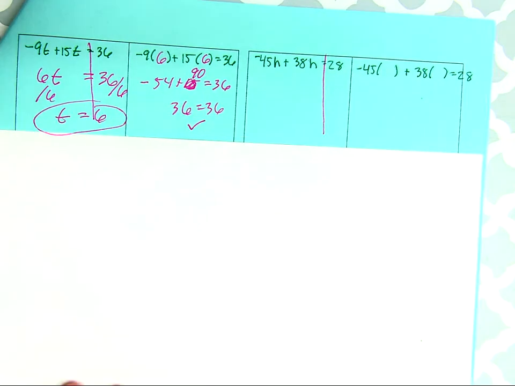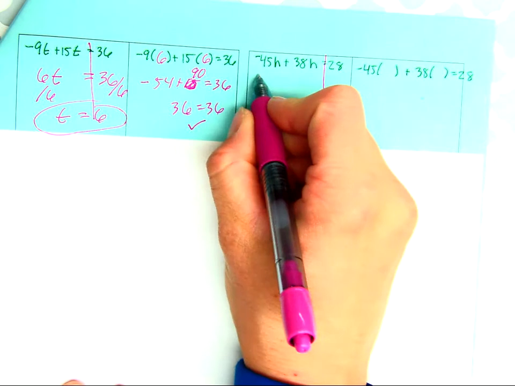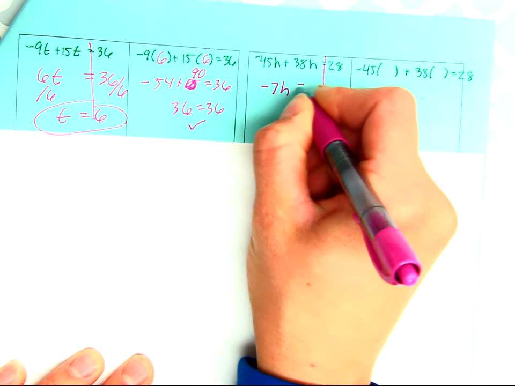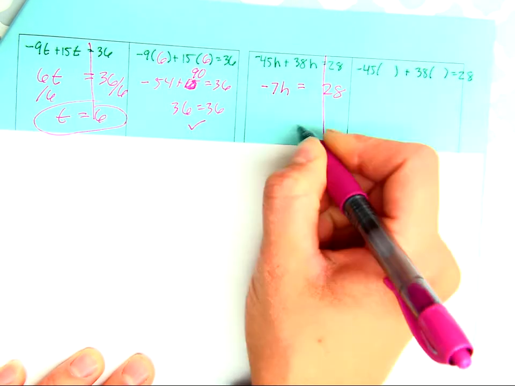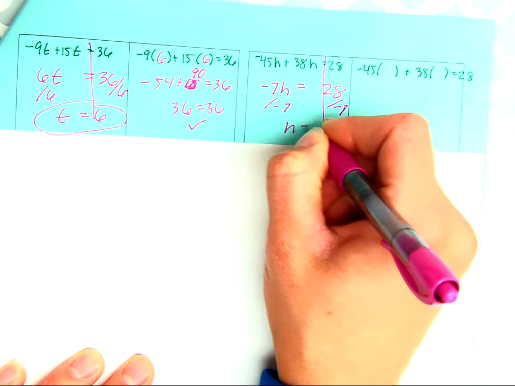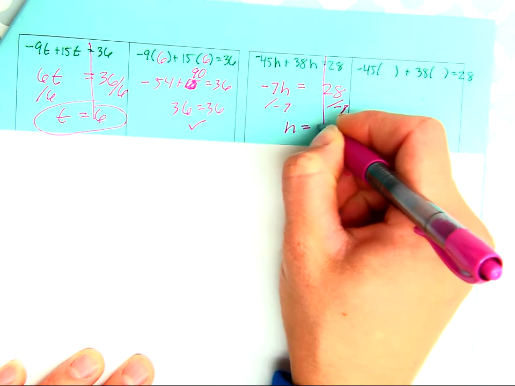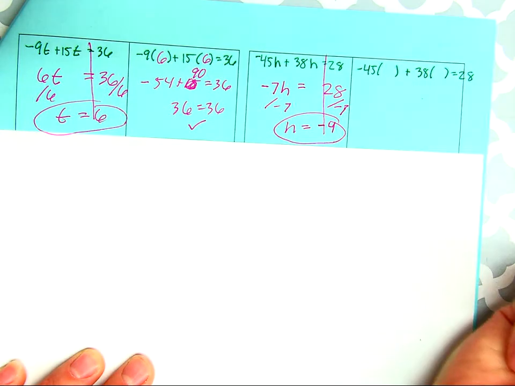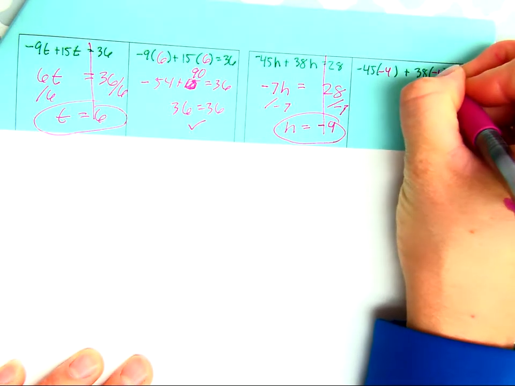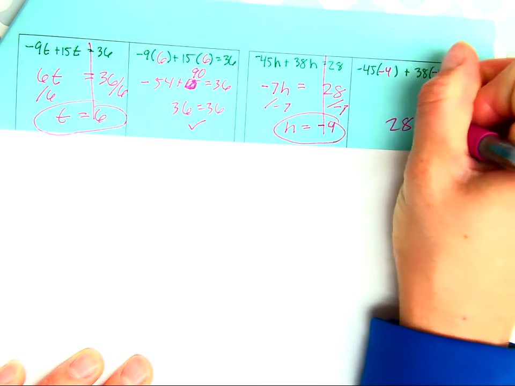All right, and then here, negative 45 plus 38 gives me negative 7h equals 28. Divide by negative 7. H is equal to negative 4. Plug that in here. 28 equals 28.